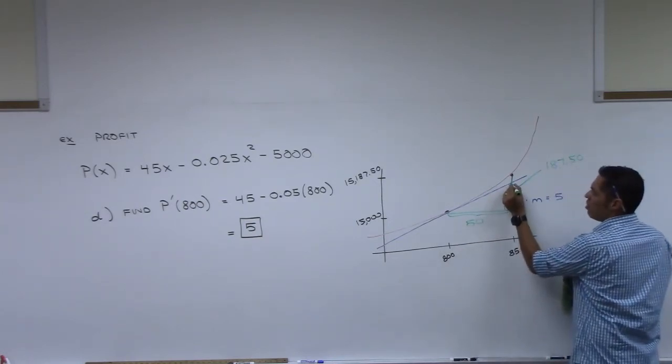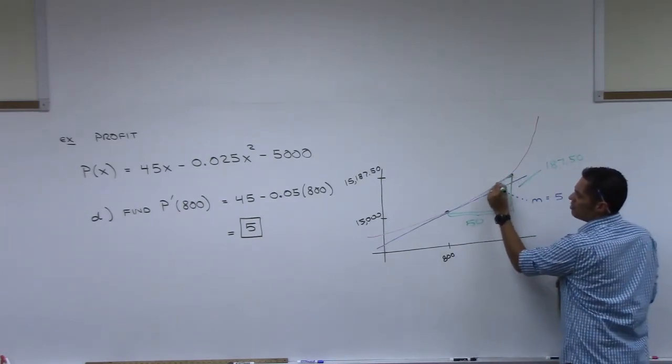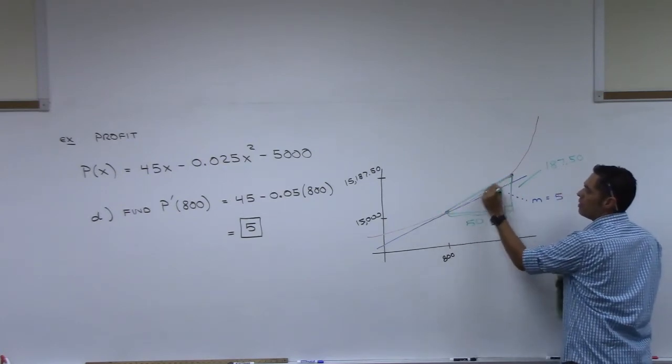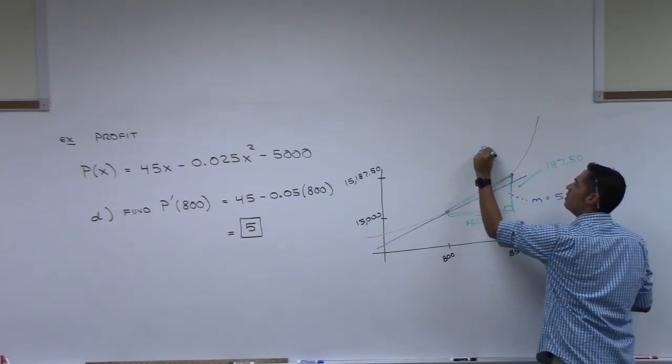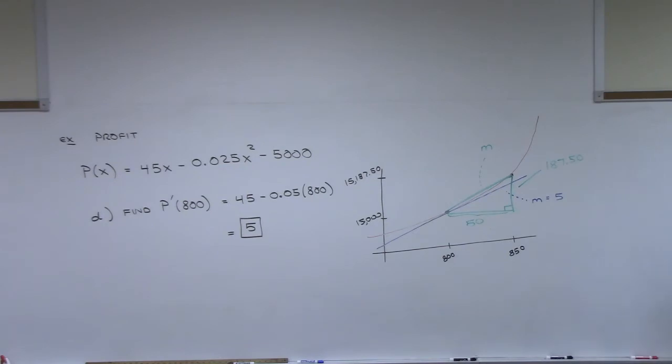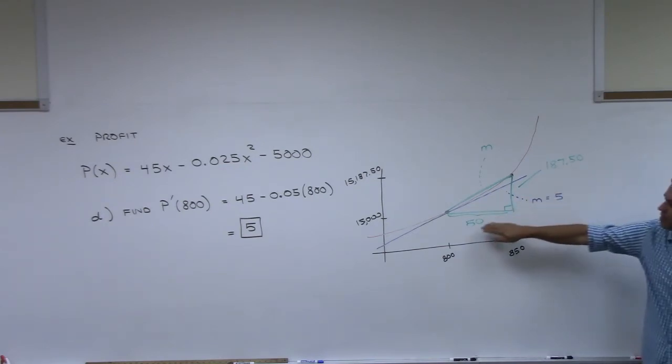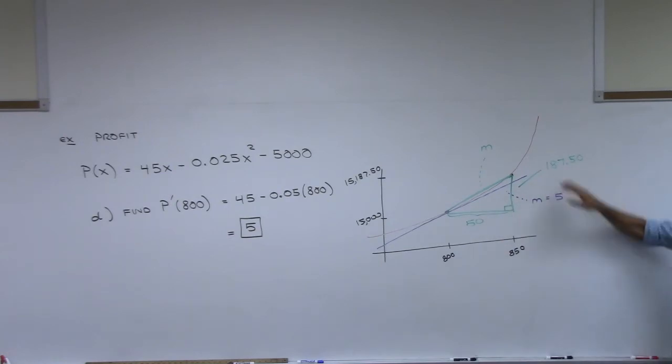So what is the slope of this triangular line right here, this green one? What is the slope of that one? Isn't it rise over run? So what is this number divided by this number? Someone do that for me. 3.75. 3.75?